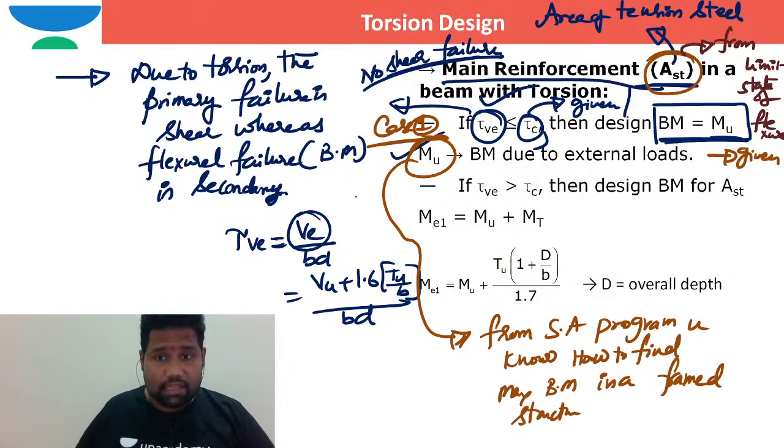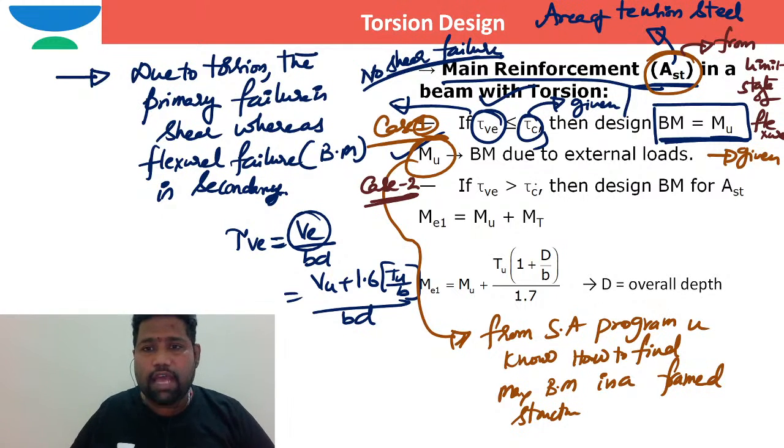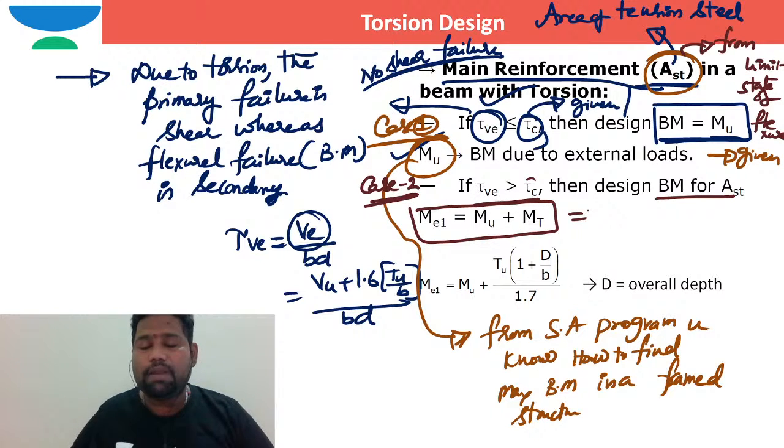Let us suppose there may be another case also possible, sir, like case two. What is case two? It is when the average shearing stress developing because of equivalent shear force is more than the shear strength of the RCC beam, when tau V is greater than tau C. In such a case, the design bending moment for the area of steel is bending moment because of loads plus bending moment because of torsion.